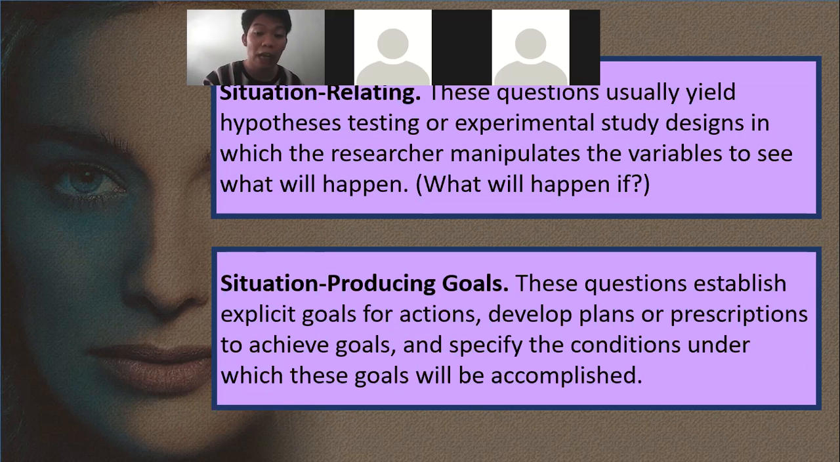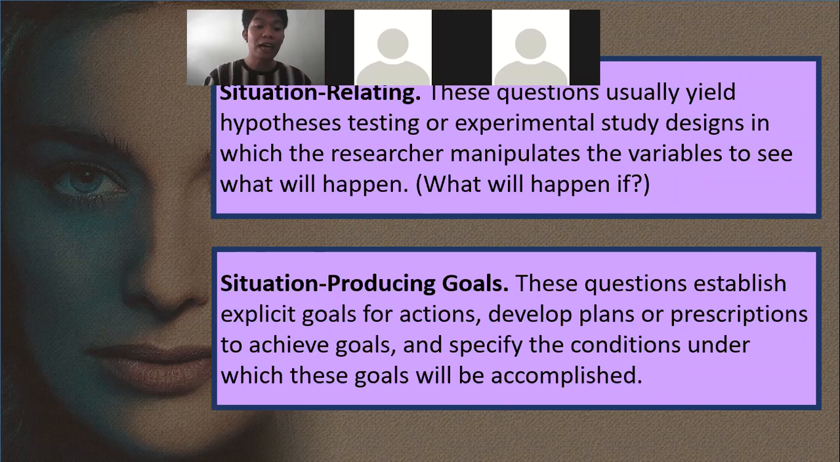itong situation producing questions usually sa mga architecture type of students. Architecture type of thesis, mga research paper sa architecture. So they're going to, kasi I helped once a friend of mine. I helped her writing her research. Tapos yung research ng architecture, they're going to design establishment or building that is conducive or appropriate for a specific context or situation.